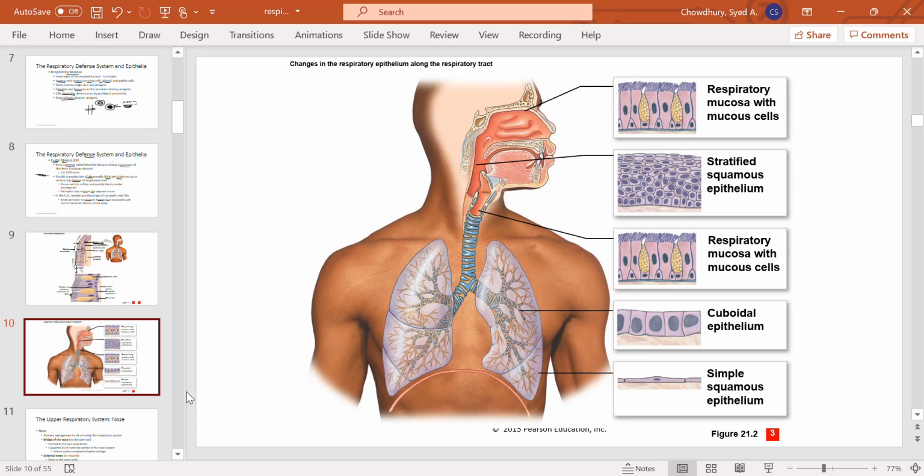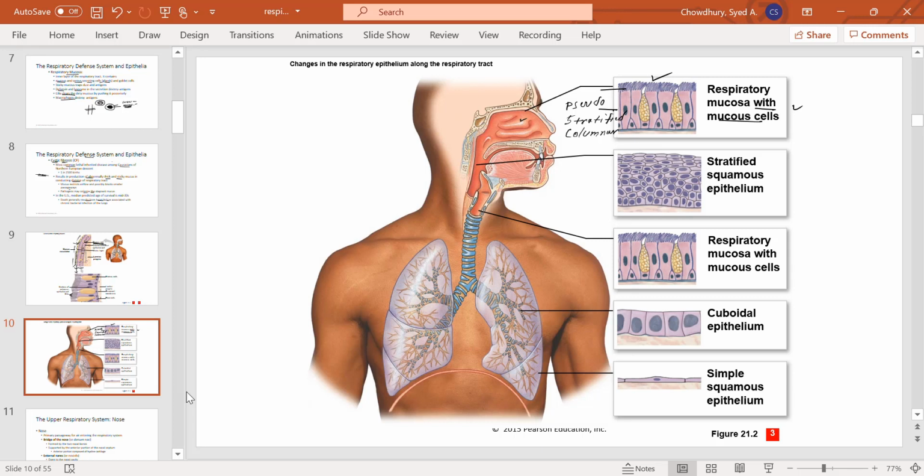Okay, now we'll see the epithelial lining at different parts of the respiratory tract. First, inside the nasal cavity, the lining is pseudo-stratified columnar epithelium. It is not mentioned here. And you see pseudo-stratified has cilia, right?